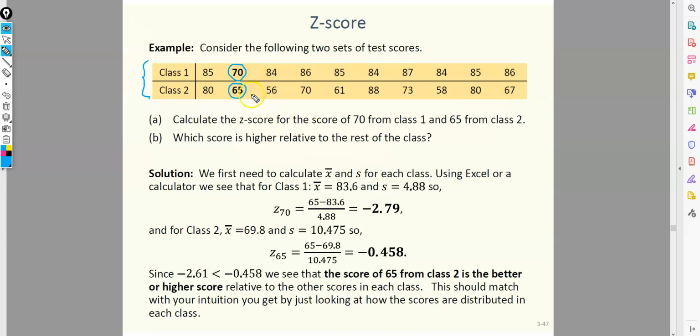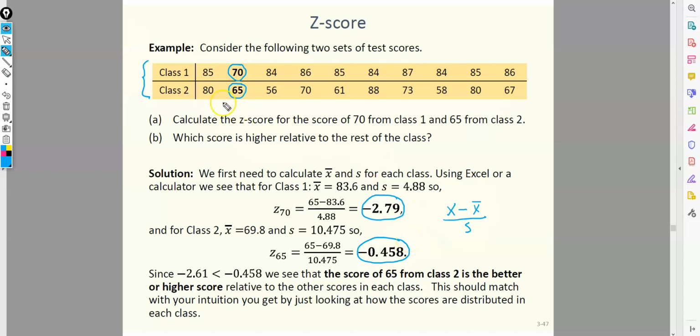Now, to calculate the z-scores for each of these, we want to use this formula, where x bar is the sample mean, s is the sample standard deviation, and x is the particular score, in this case either 70 or 65. Now here we have the z-scores for each of the scores calculated. Let's go through the process of how we obtain those two numbers.